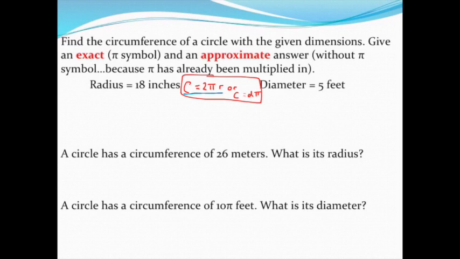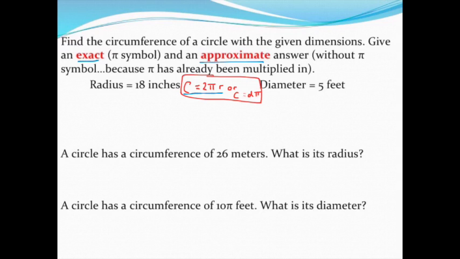So let's go ahead and take a look at how we can use that formula to find both the exact circumference of a circle as well as the approximate circumference of a circle. The exact circumference will have the pi symbol in it. Pi is an irrational number, as you guys know. It goes on and on forever and never ends. So the only way to accurately, exactly express that number is to use the symbol.